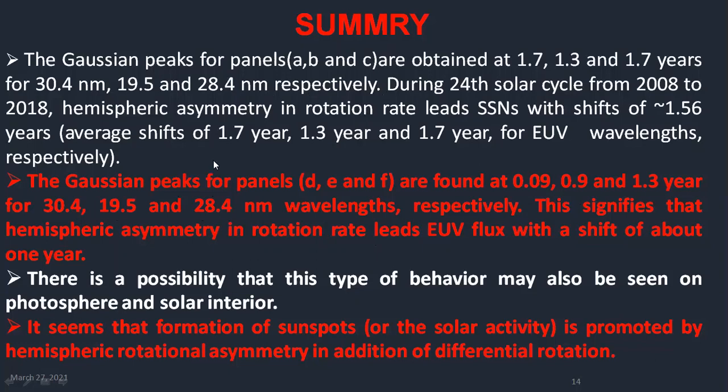From these results, we can say that there is a possibility that this type of asymmetry may also be observed on the photosphere and in the solar interior. So finally, we can say that the formation of sunspots is promoted by the hemispheric asymmetry in rotation rate in addition to differential rotation.